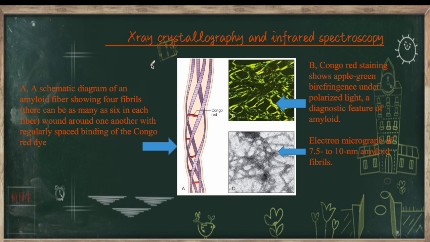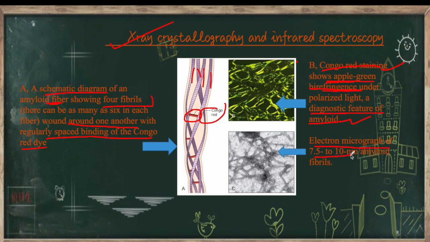Now the next technique is X-ray crystallography and infrared spectroscopy. So in this diagram, it is a schematic diagram of an amyloid fiber showing 4 fibrils, 1, 2, 3 and 4. There can be as many as 6 also. These are wound around one another with regularly spaced binding of the Congo red dye. This is the Congo red dye which is present in the fibrils of the amyloid. Now this image shows the Congo red staining, and on the polarized microscopy the Congo red staining shows apple green birefringence, which is very important. This image is also very important, and it is a diagnostic feature of the amyloid. Okay, and in this pic you can see the electron micrograph of the amyloid fibrils.